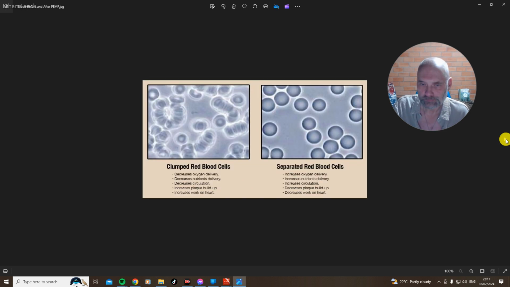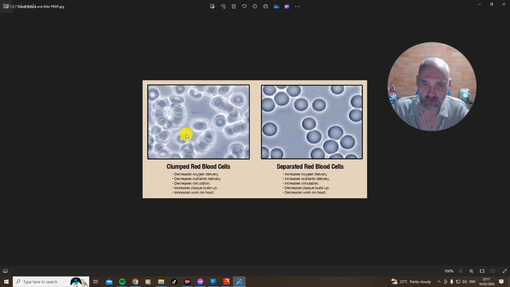How does it help? Well, a lot of us, if you look at our blood under a high-powered electron microscope, what you're going to see is the blood cells are sticking together in what they call rouleaux, like this. It's not good, because they should be like this on the right. They should be separate. When they're separated, they can flow freely. It gives better circulation, and it means that the blood cells can carry their oxygen and nutrients to wherever they need to go, and they can flush the cells properly.